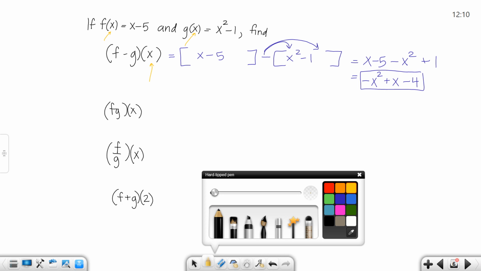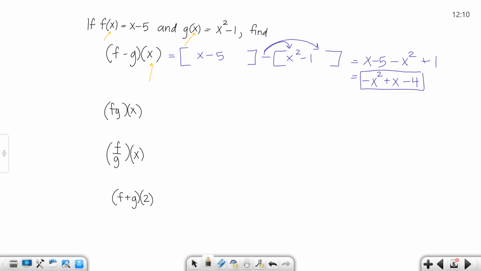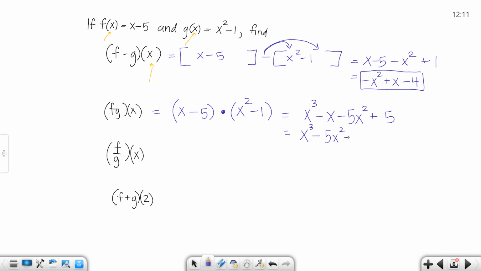Okay, here's our second one. It says you take function f. So function f is x minus 5 times function g. Okay, so I called that FOIL. All we'll do is FOIL that out. So we get x cubed minus x minus 5x squared plus 5. And that's what we would get from that one.